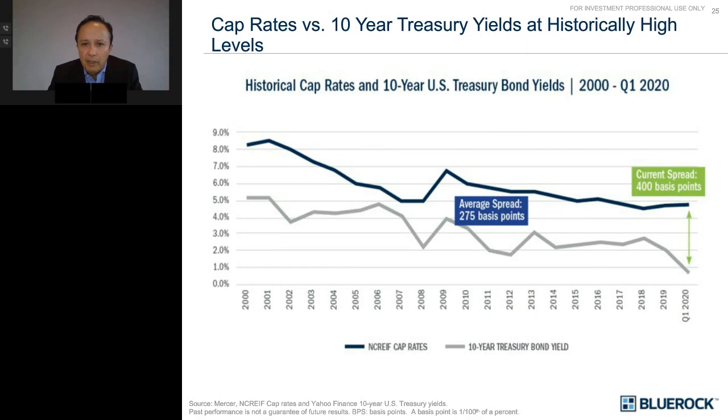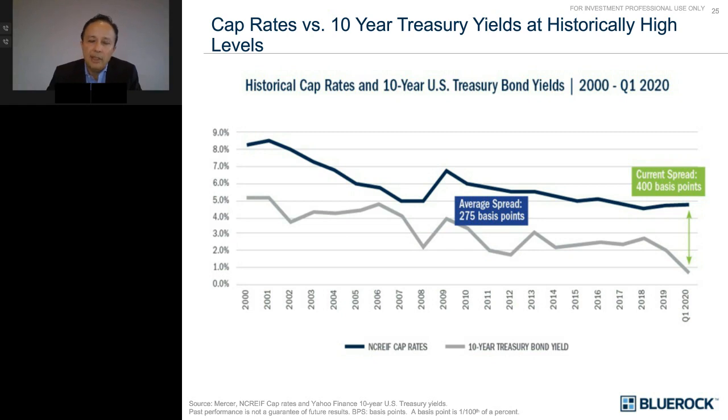On top of which, when you look at cap rate spreads versus 10-year treasuries over the last 20 years, the average spread is 275 basis points. Today, that number is over 400 basis points. What does that mean? That means that someone buying real estate today at a 400 basis point spread and financing it with today's treasury rates gets into a low double-digit income return relatively easily.